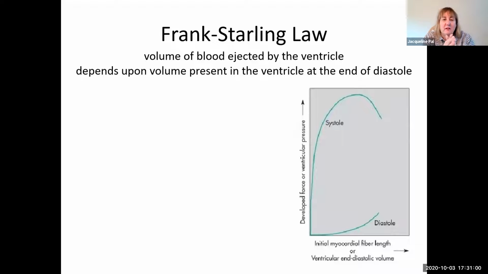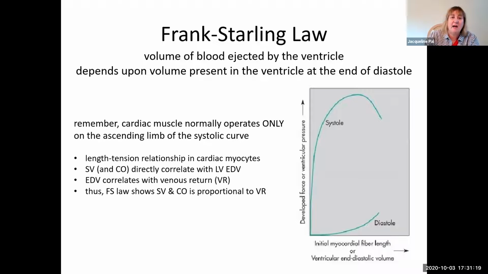So the Frank-Starling law basically says the amount of blood that the ventricle ejects in a contraction depends upon the volume present in the ventricle at the end of ventricular diastole. This is what we just covered in the previous section, so there's nothing new there. This is just put to graphics now.